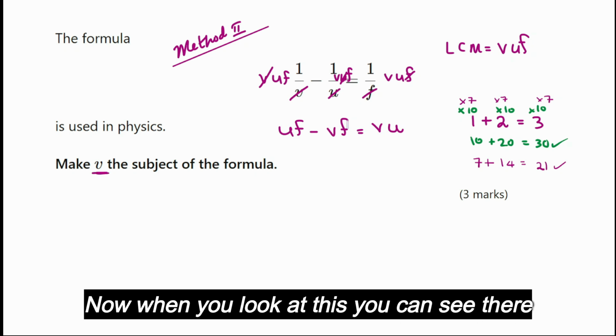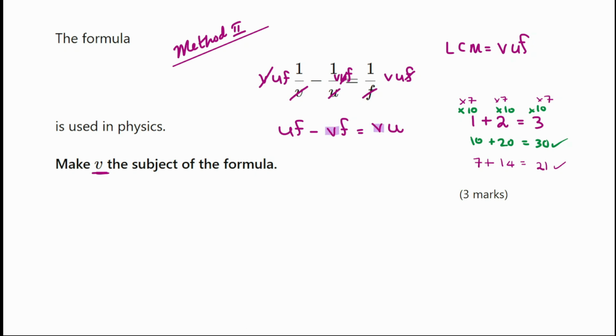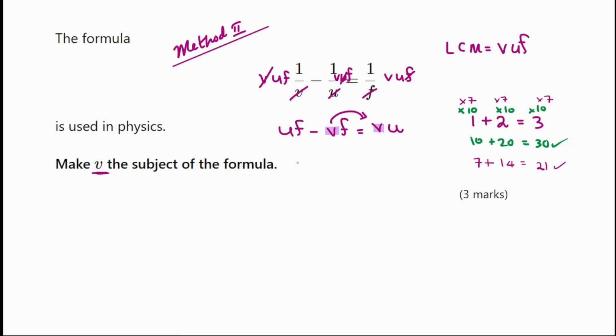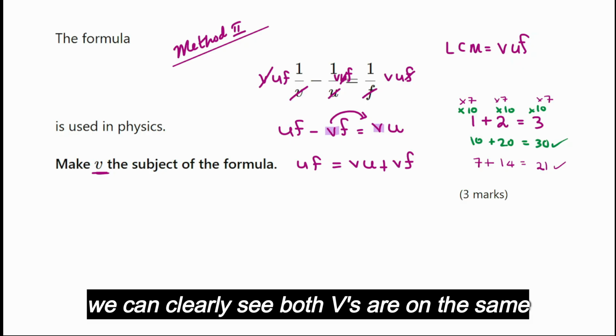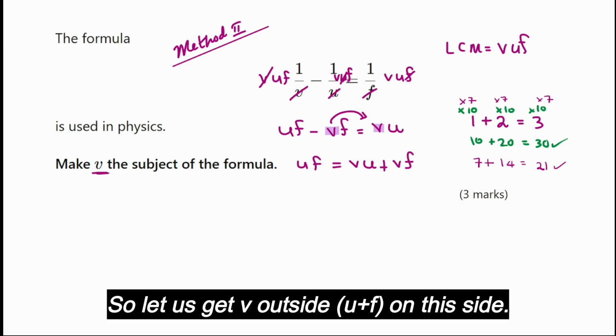Now, when you look at this, you can see there's a V here and also there's a V here. So, obviously, we need to get both V's to the same side. So, let's write this down. UF is equal to VU add VF. Now, we can clearly see both V's are on the same side. So, I can easily factorize the V out. So, let's get V outside, U add F on this side.